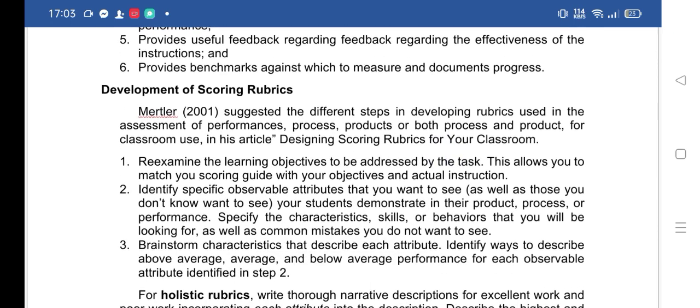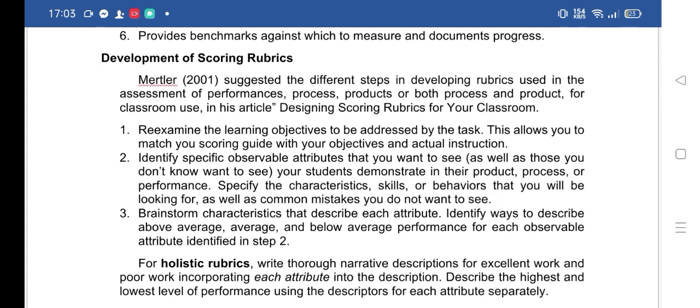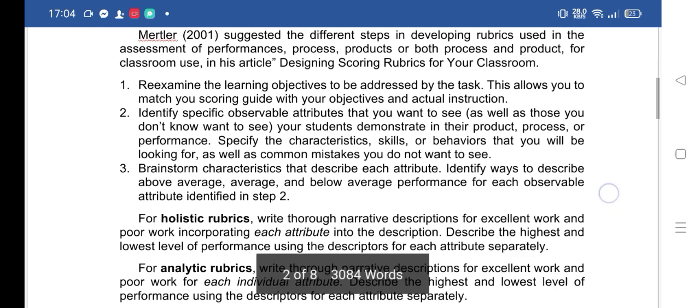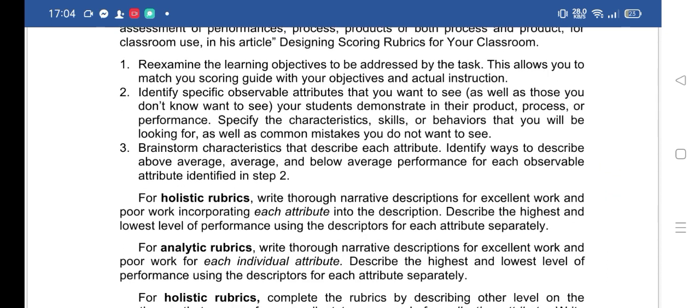So, development of scoring rubrics, according to Mertler 2001, suggested different steps in developing rubrics used in assessment of performance, process, product, or both process and product for classroom use in his article Designing Scoring Rubrics for Your Classroom. The first step is to examine the learning objectives to be addressed by the task. This allows you to match your scoring guide with your objectives and actual instructions.